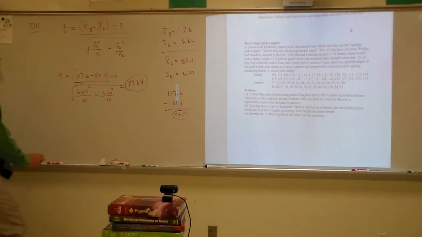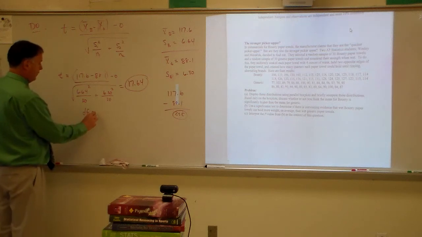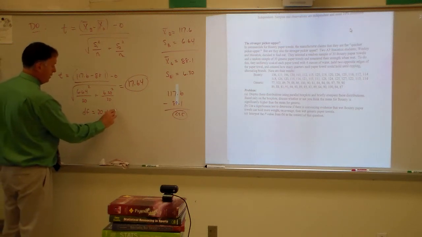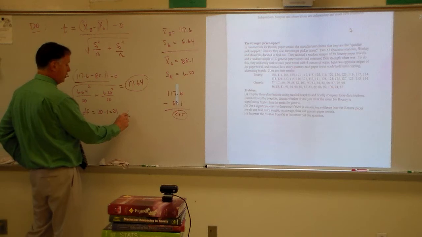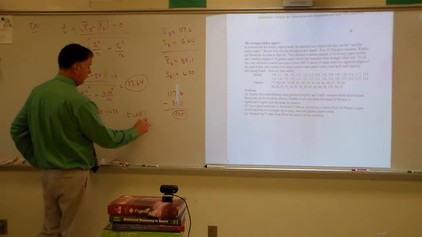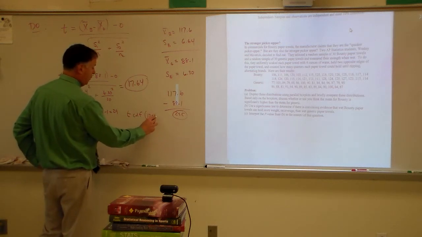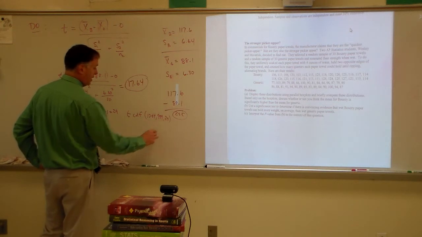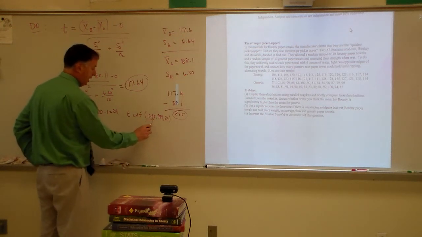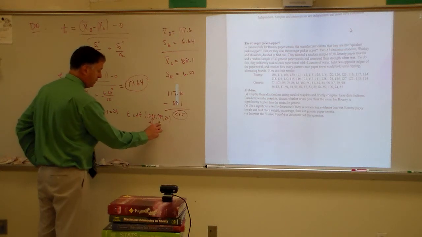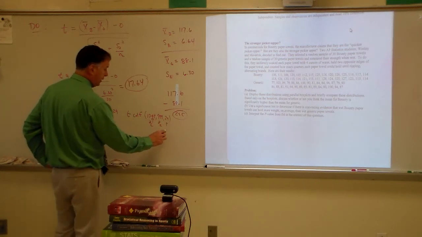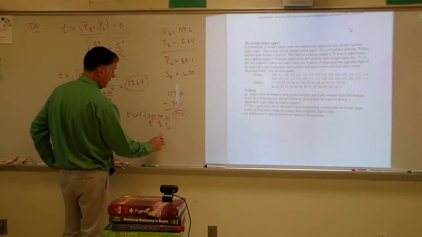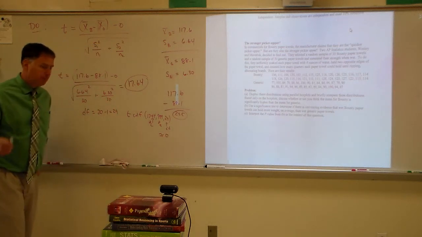So my degrees of freedom would be 30 minus 1, so 29. So we do tcdf of 17.642, 999, and then degrees of freedom 29. You could put a Z to the left and a Z to the right, and then degrees of freedom. And that's going to be approximately 0.